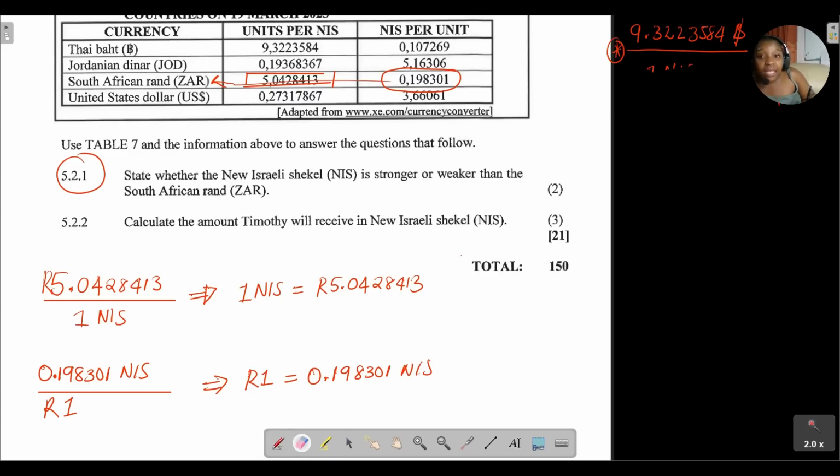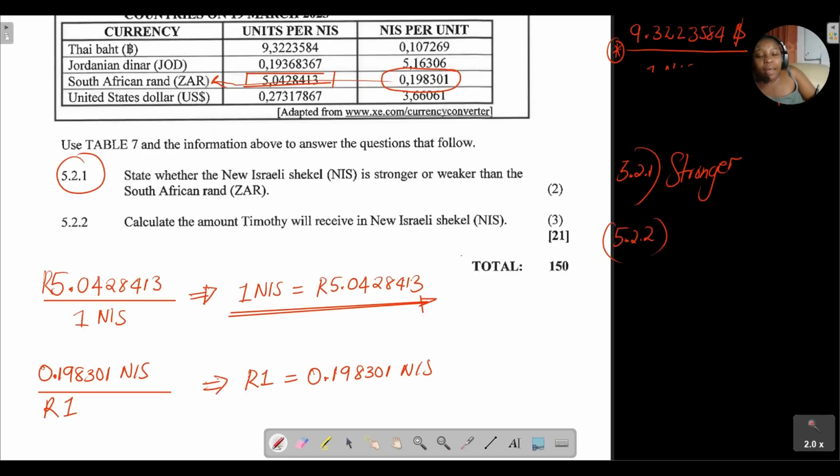So now, is the new Israeli shekel stronger or weaker? We can see that it is actually stronger. It is stronger because you can just see that with just 1 NIS, I get 5 rand, but with 1 rand, I get 0.19. So we can just confirm that for question 5.2.1, it is stronger.